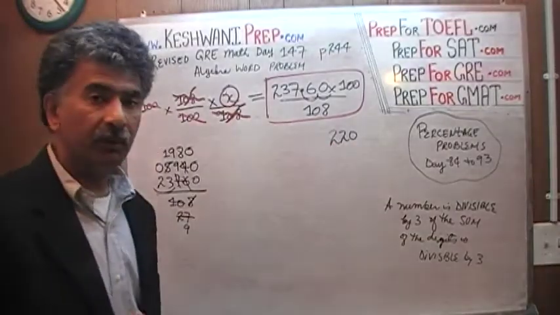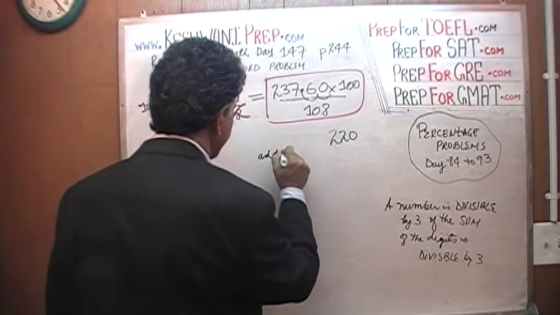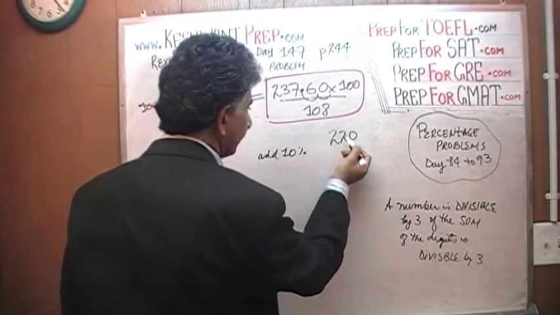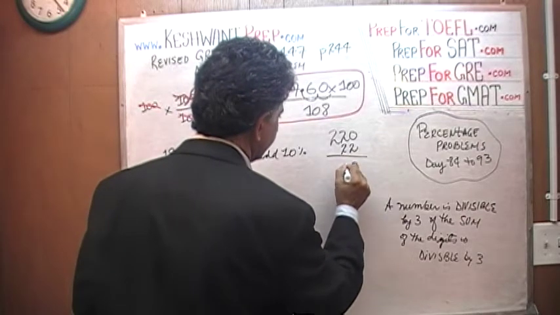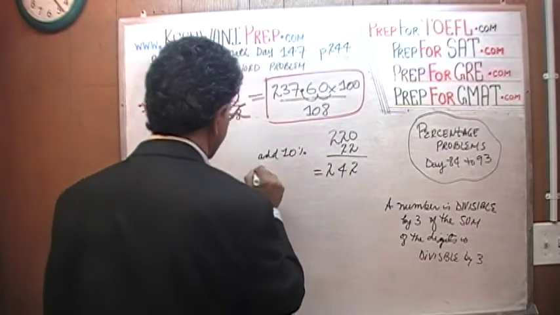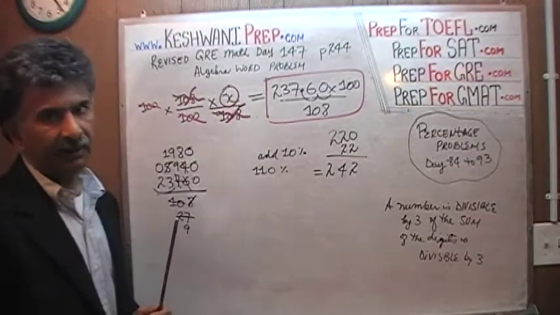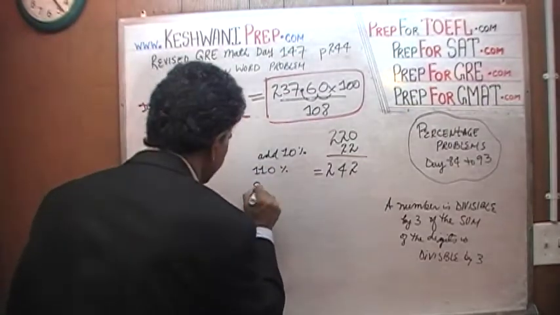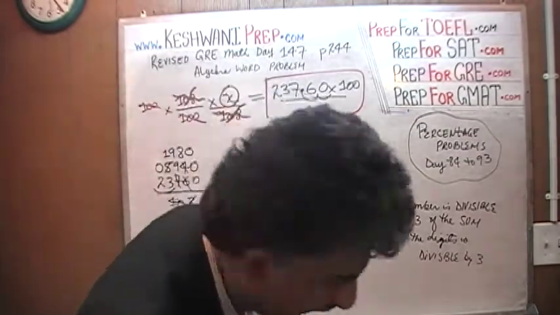Do you understand? Now, I do not know what 8% of this amount is, so I'm going to have to do it in bits and pieces. This is how we do it. Let's add 10%. 10% of 220 is 22. That's very easy. So this amount represents 110%. We need 108%, so let's subtract 1%.